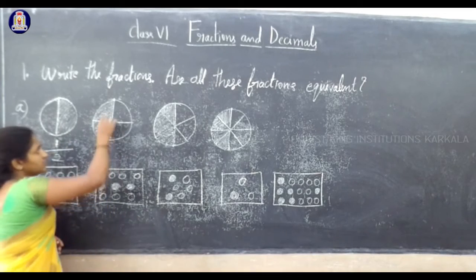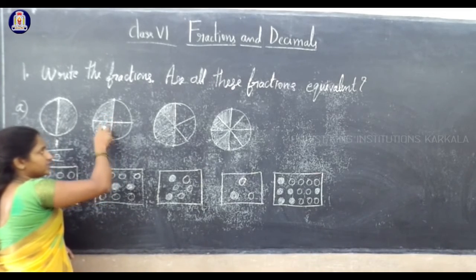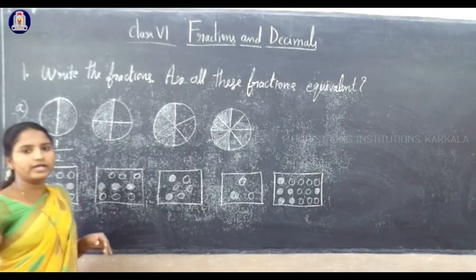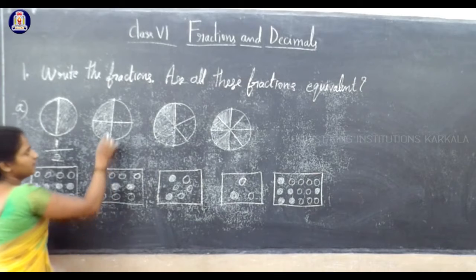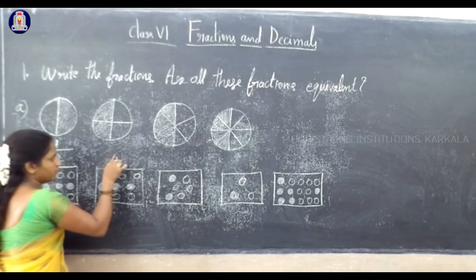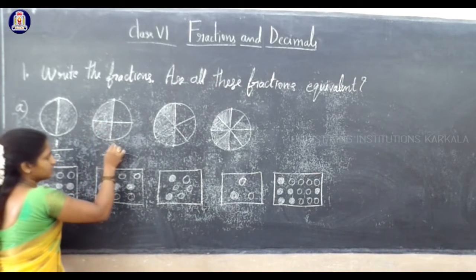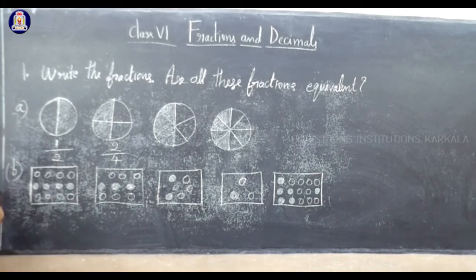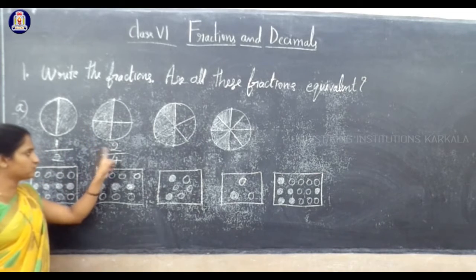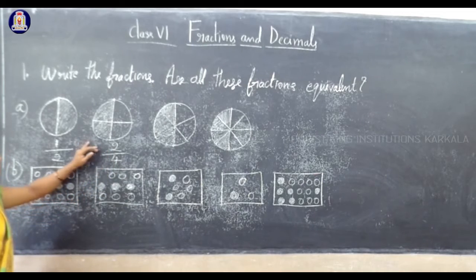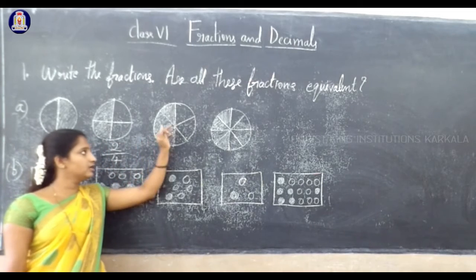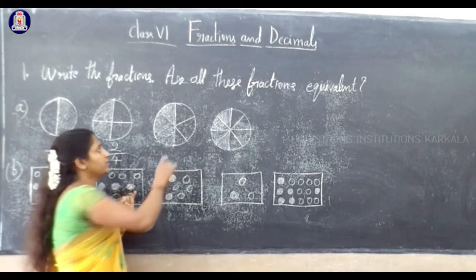The second figure is also a circle. This circle is divided into 4 equal parts. 1, 2, 3, 4. So out of 4, only 2 parts are shaded, isn't it? Only 2 parts are shaded, so we can write 2 by 4. Clear?